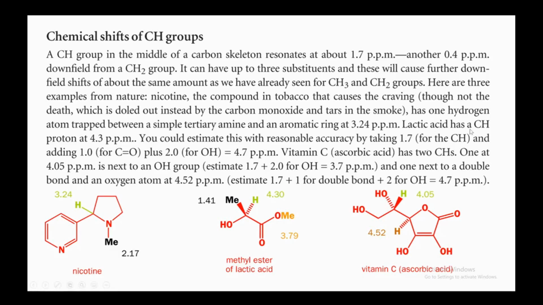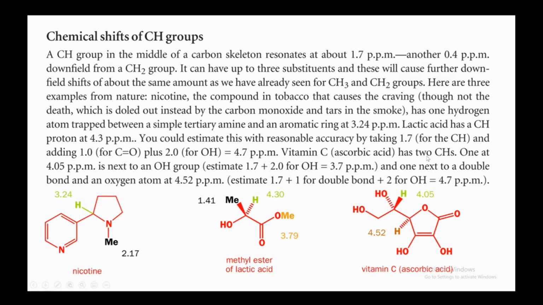And then we have lactic acid. That's the methyl ester of lactic acid. Lactic acid has a CH proton at 4.3 ppm. This one. You could estimate this with reasonable accuracy by taking 1.7 for the CH and adding 1.0 for the carbon plus 2.0 for OH, which equals 4.7 ppm.